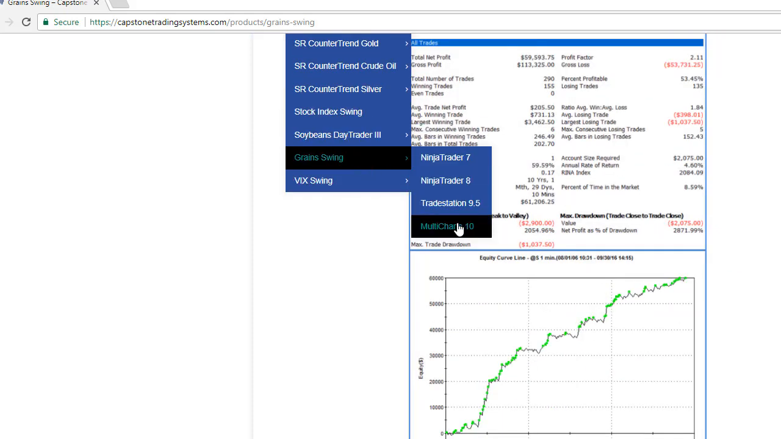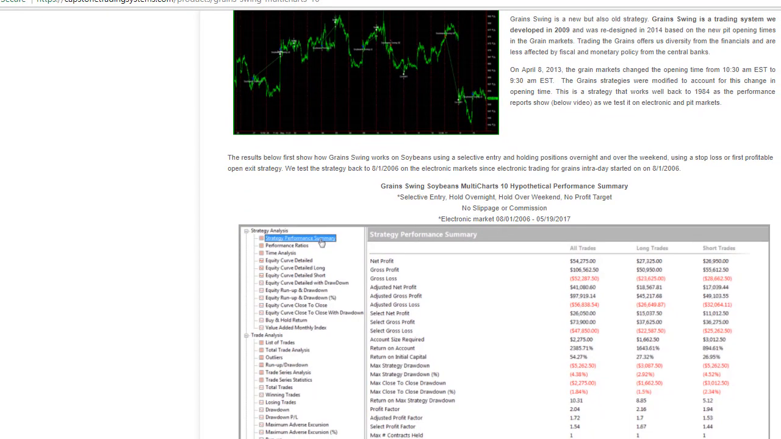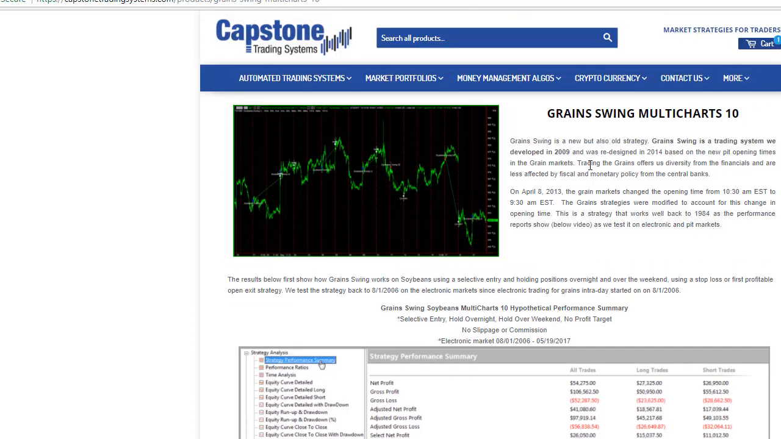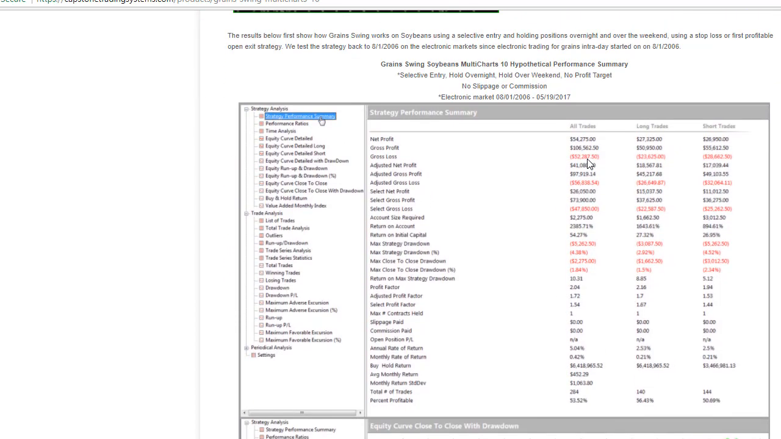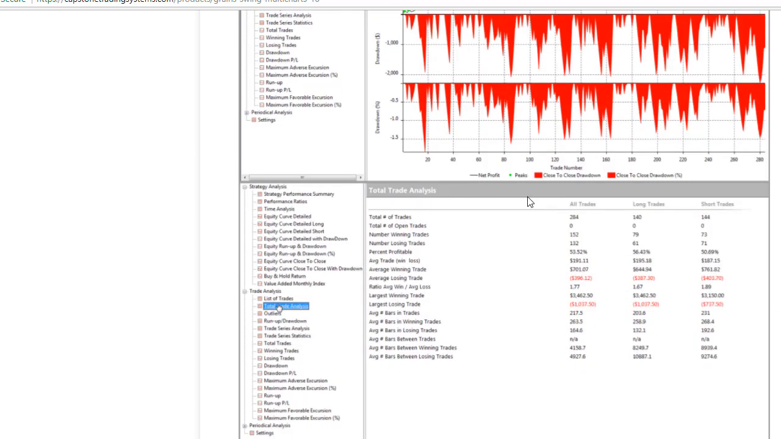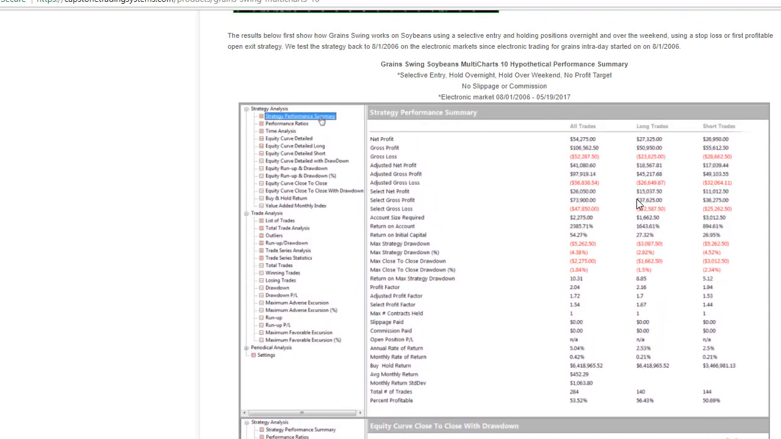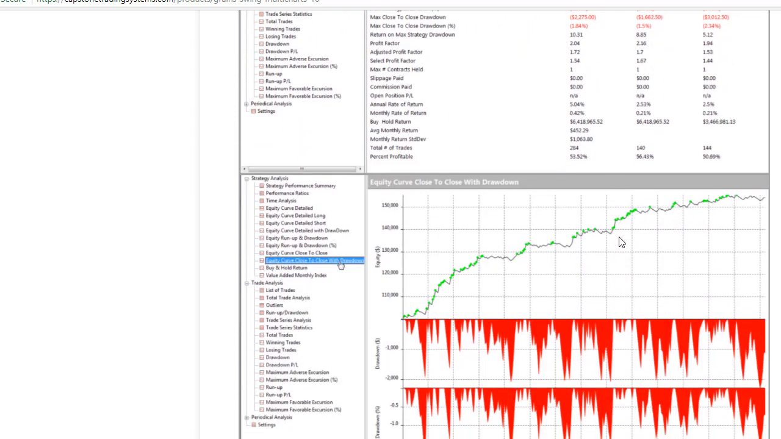If you want to take a look, Grain Swing in MultiCharts is updated through May of 2017. It's hard to keep everything updated to the latest. Very time consuming, but you can see slightly different performance. I love how the drawdown curve shows up in the MultiCharts performance summaries. And then you have a different tab, total trade analysis, to see the average trade profit. You see $191 here. We're using TradeStation data, and so you see this is a slightly different time frame, 5/19/2017. It's 54,275 average trade profit.